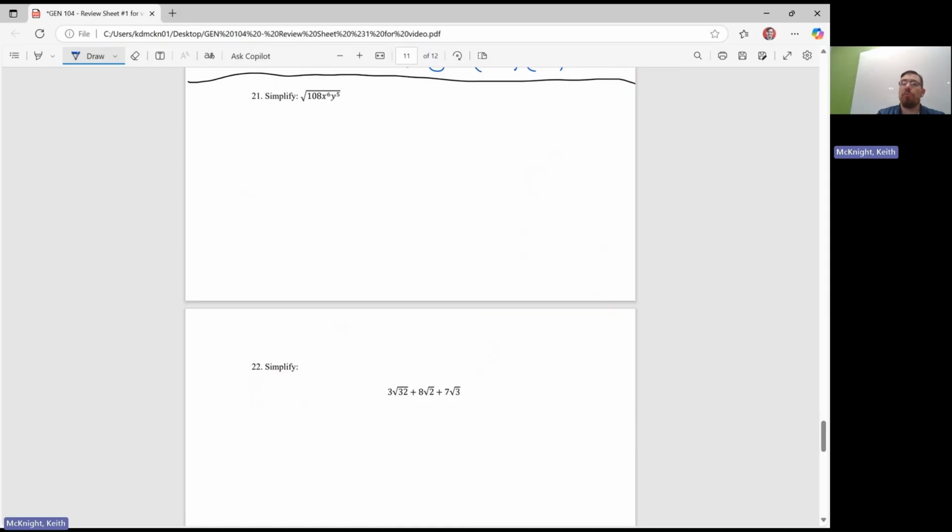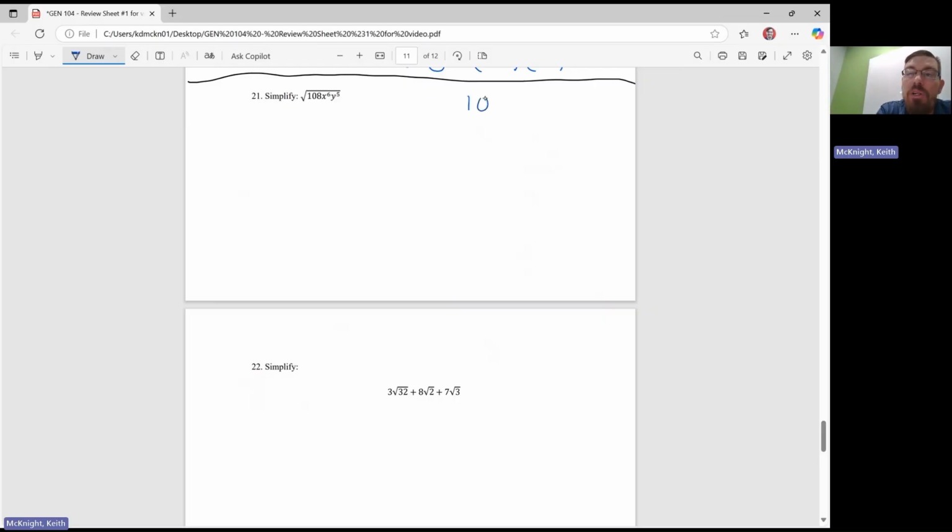21. So for number 21, we're simplifying a radical, and this is a square root. So there's different ways to do this. I like to use a factor tree. So I'm going to kind of show you what we're looking for when we do a factor tree. And we're going to pull out what we call perfect squares because those can be square rooted, while non-perfect squares have to stay underneath. So we're going to do it term by term.